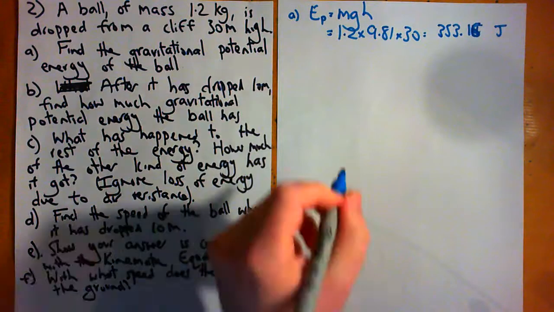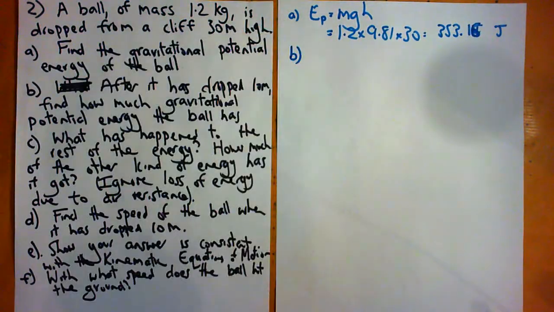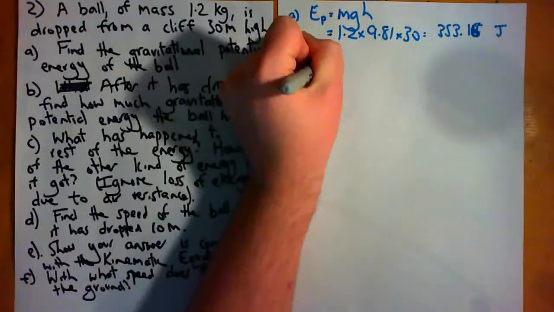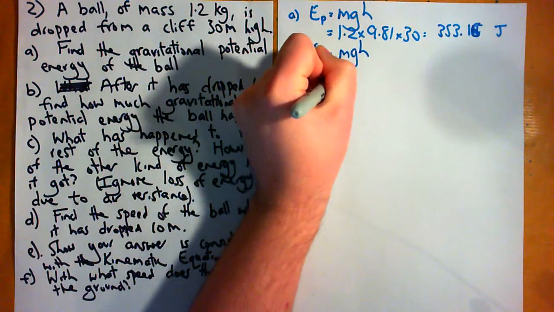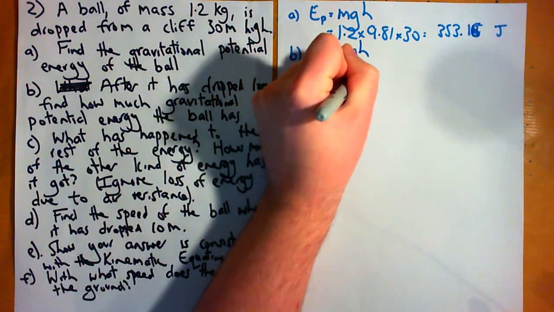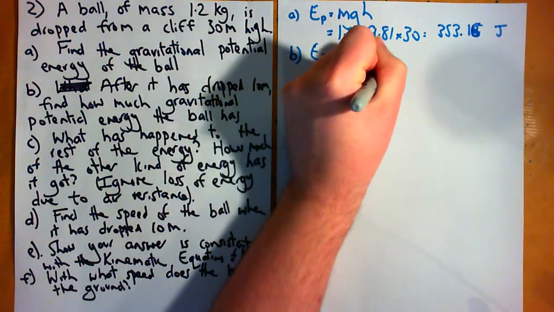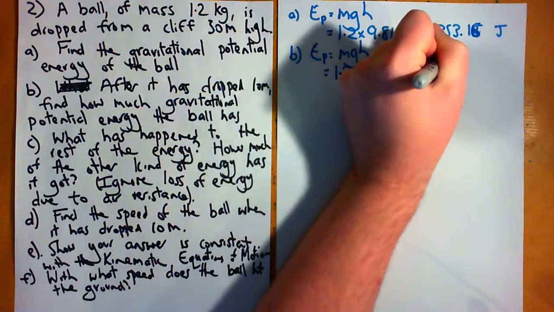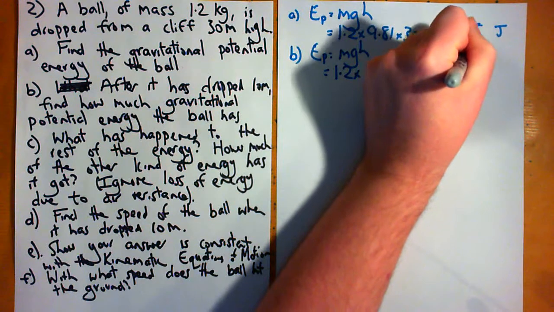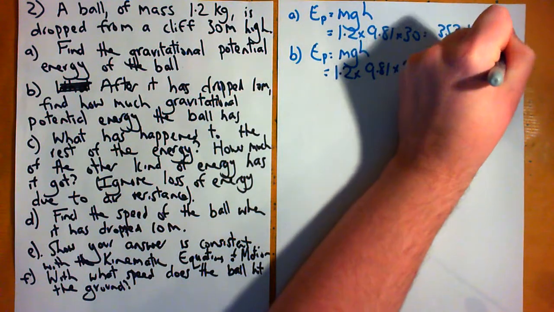Okay, question B, after it has dropped 10 metres. So up it was 30 metres high, once it's dropped 10 metres it's still going to be 20 metres high. So EP is the same formula, finding the gravitational potential energy again, so that's 1.2 times 9.81 times the height, which is now 20, and we get 235.44 joules.